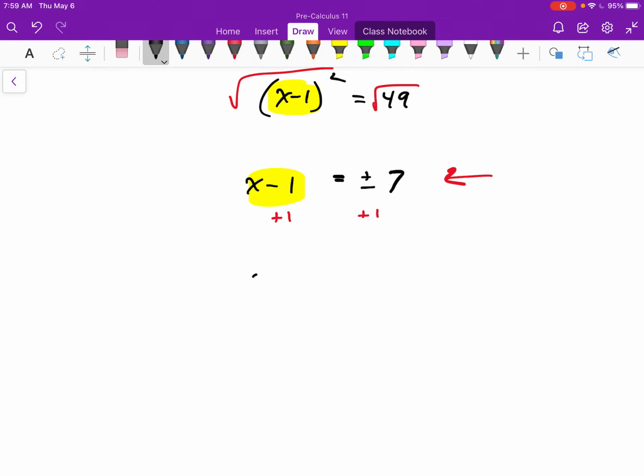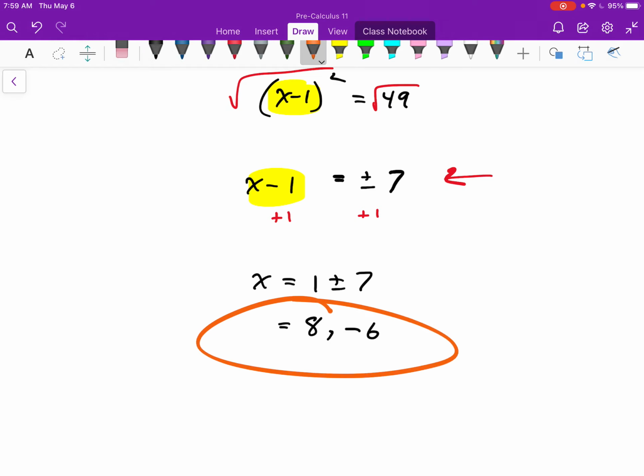And so if I stop here, it's kind of silly. x equals 1 plus or minus 7. That's not wrong, but if we stop here, it looks like we don't really know what this means. This literally means x equals 1 plus 7, which is 8, or x equals 1 minus 7, which is negative 6. There's my answer. So we really shouldn't stop at 1 plus or minus 7.